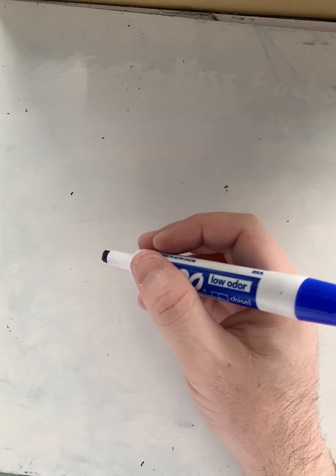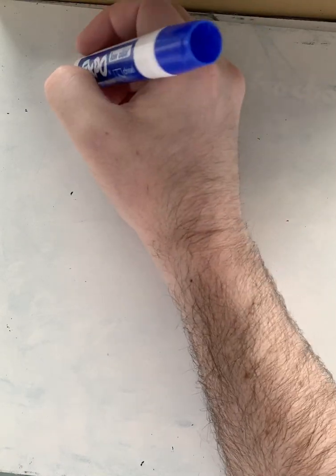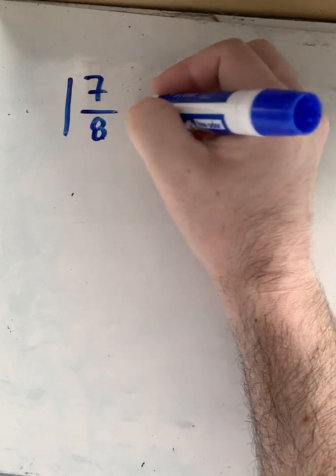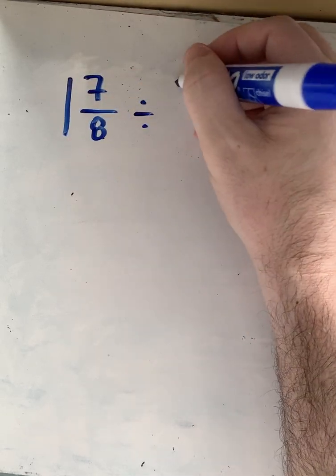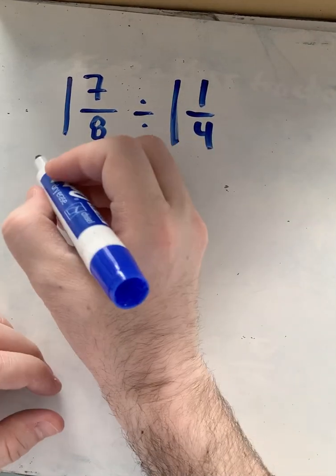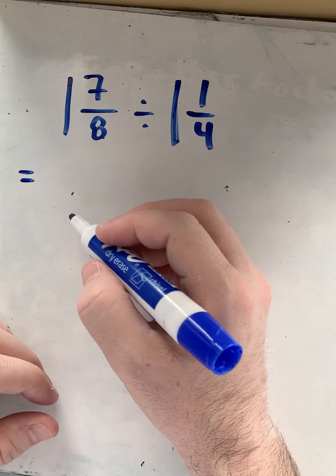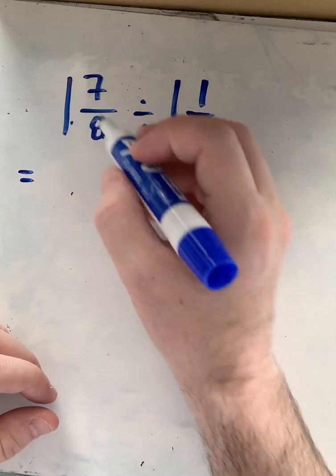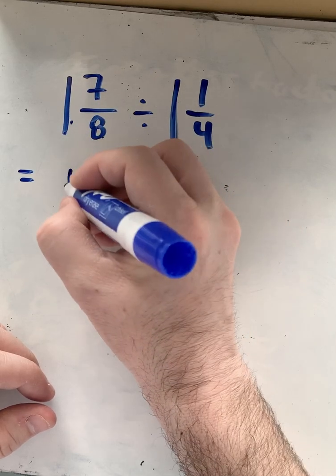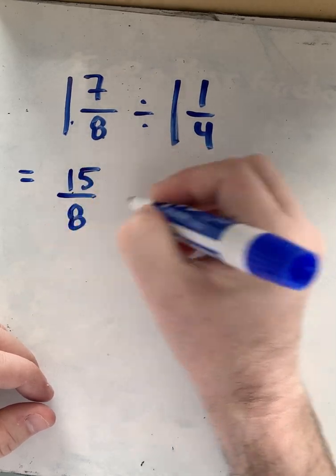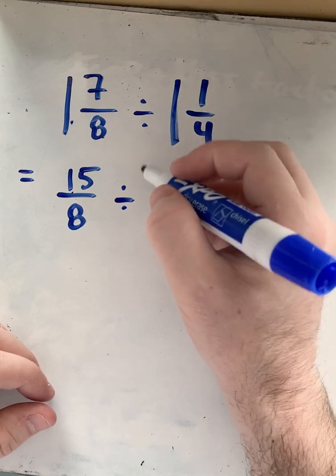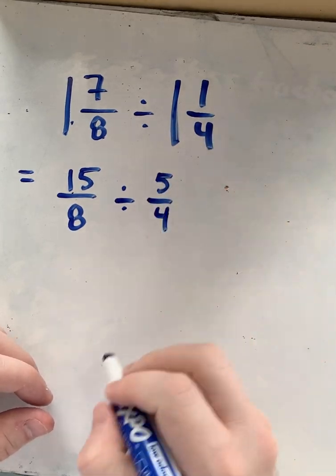So let's say I've got 1 7/8, and I'm going to divide that by 1 1/4. Okay, first step is obviously to change them into improper fractions. 8 times 1 is 8. 8 plus 7 is 15, and I keep my denominator at 8. Divided by 4 times 1 is 4, plus 1 is 5/4.